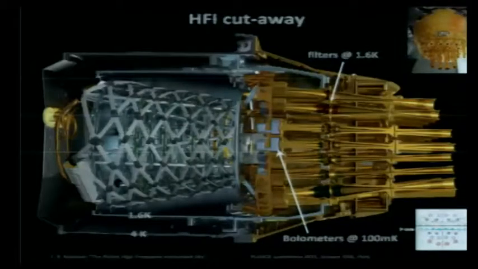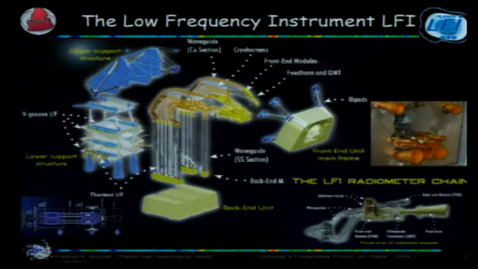So this is a picture of a cut, in fact, of the high-frequency instrument, where you can see all the bolometers there, cooled at 100 milli-K, and all the horns and different stages of cryogenics. And this is a similar picture for the low-frequency instrument, which is a completely different technology. It's based on low-noise amplifiers, and the signal is passed through what is called the radiometer chain, and is detected in the backend unit.